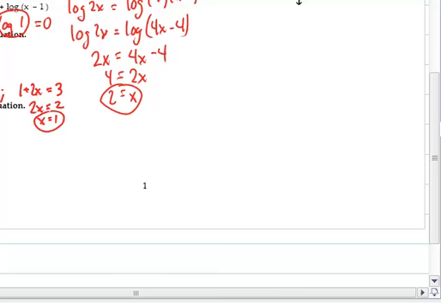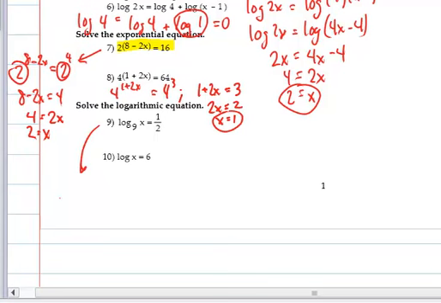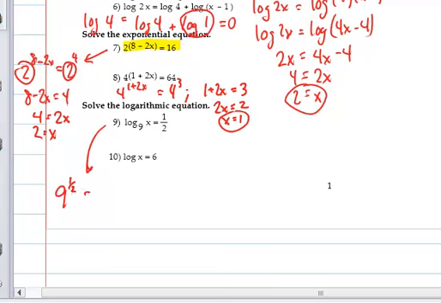On the next problem down here, if you have a logarithm equal to a number, just switch it back to exponential form. So I would write this as 9 to the 1/2 power equals x, or x will equal 3. Remember, 1/2 power means square root. On the next one I'm going to rewrite that in exponential form. That's a secret special notation there for logarithms. When you don't see a base, you know it's common log. So 10 to the 6th will equal x, or we could say x is equal to 1 million.